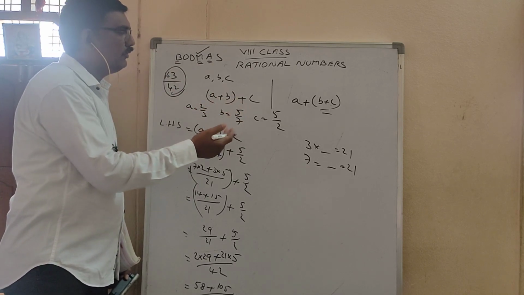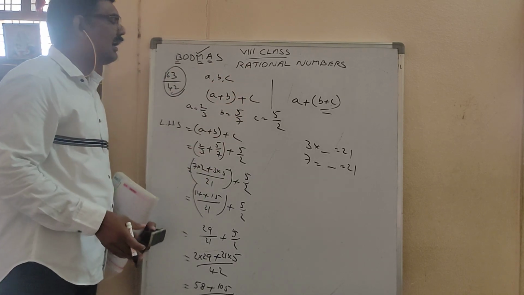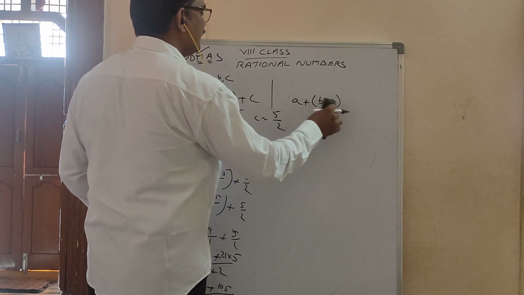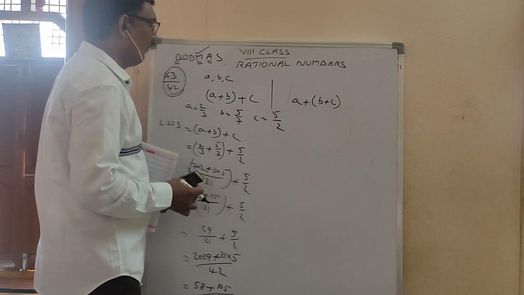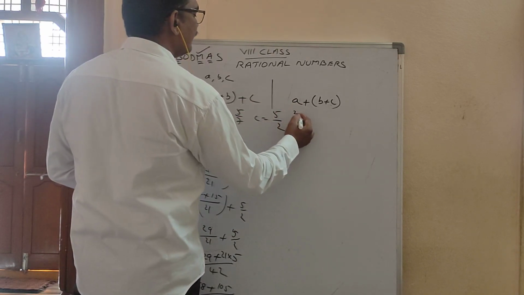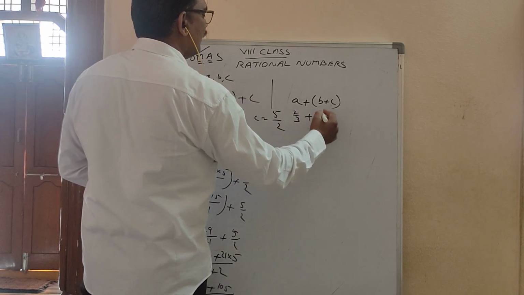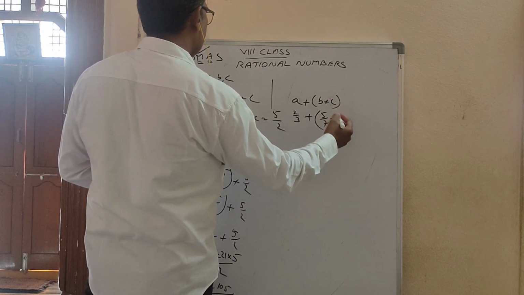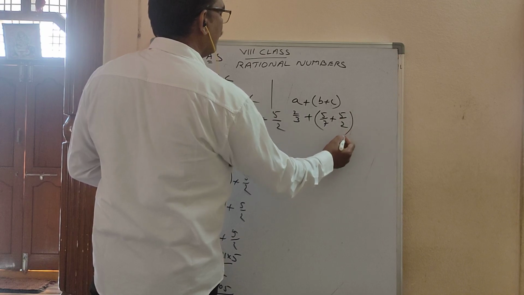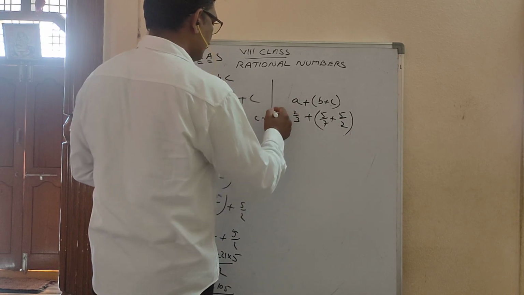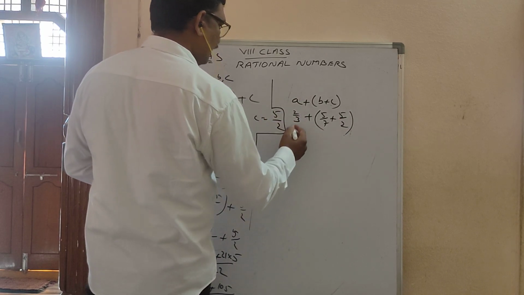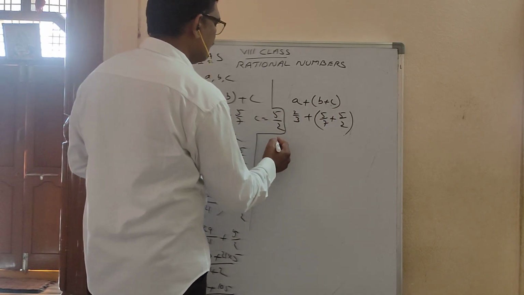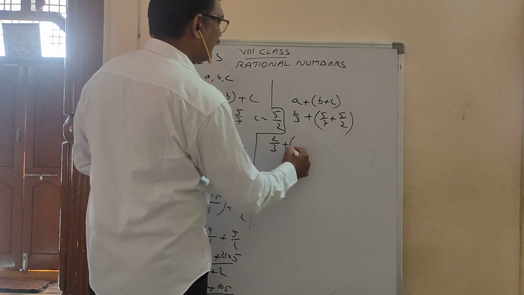Then what do you have to do? You should go for the RHS. What is the RHS here? A plus B plus C. What is A here? 2 by 3. Plus, what is B? 5 by 7. What is C? 5 by 2. First, as I said, you have to simplify within the brackets only. 2 by 3 as it is I am writing.